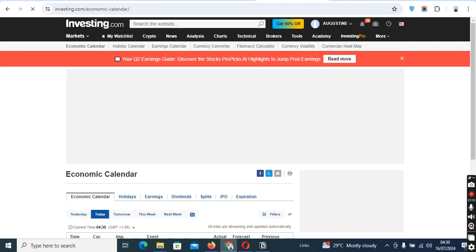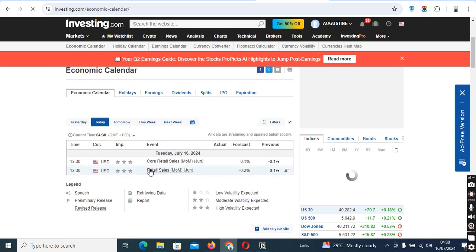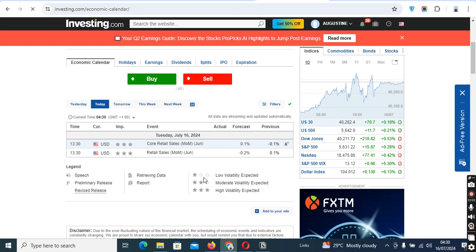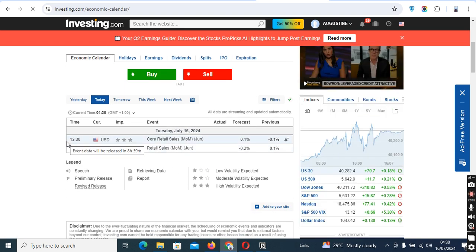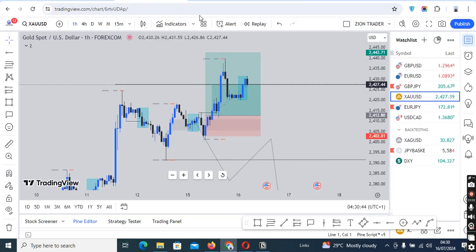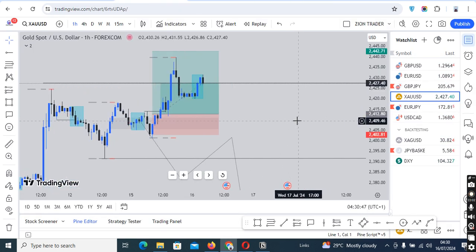So I would love us to start from the economic calendar, and we can see what we have for today. We have high impact news, which is core retail sales for the month of June. That's going to happen on the US dollar, at 1:30 p.m. So this is the high impact news that we should watch out for. What this simply tells us is that the market is going to be volatile because liquidity is going to be injected into the market today, right? So the market is going to be volatile. That is what it means.